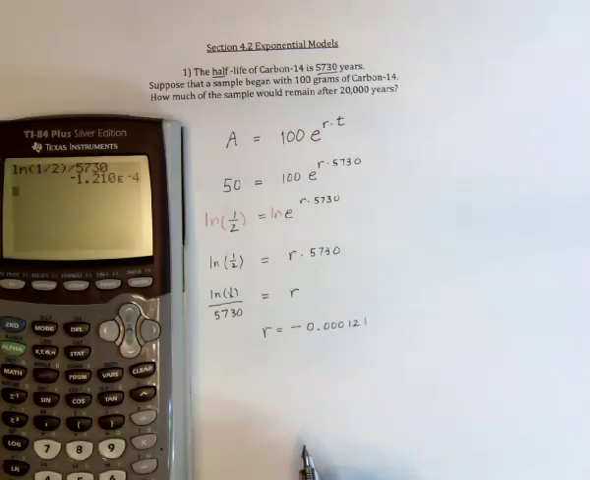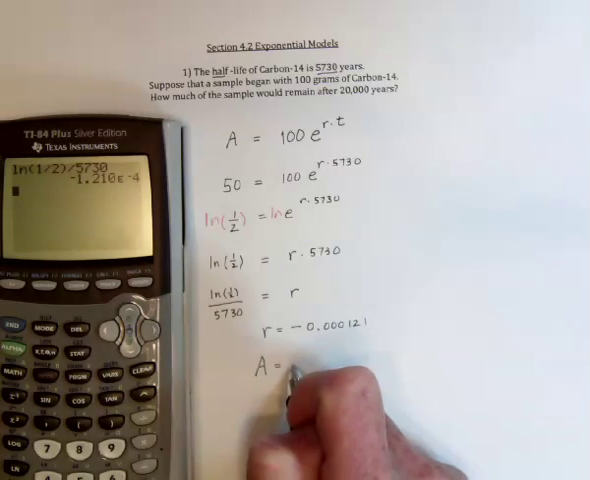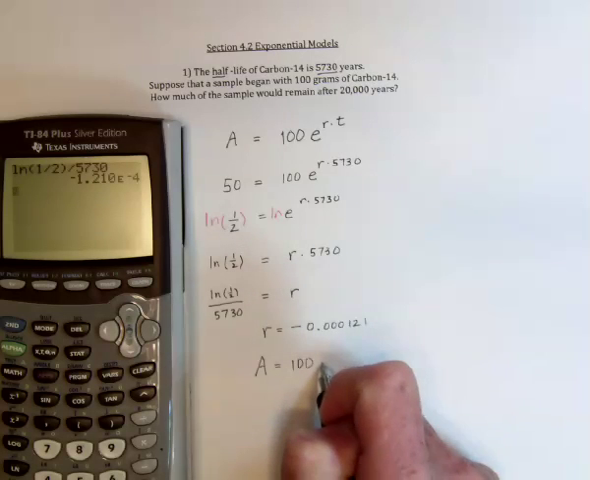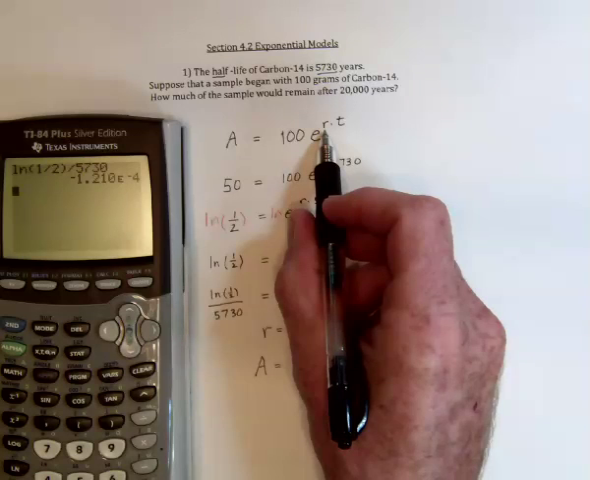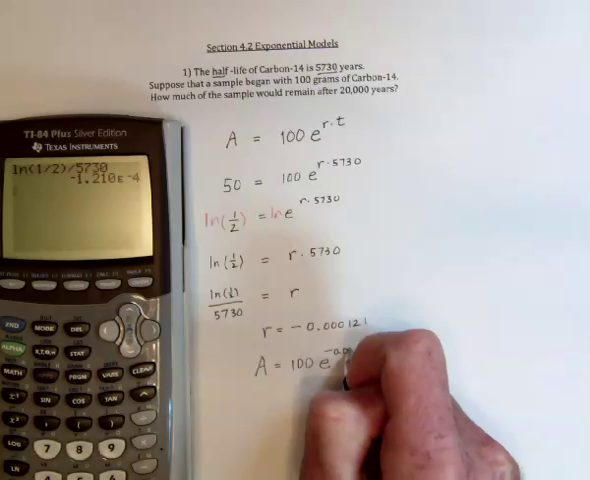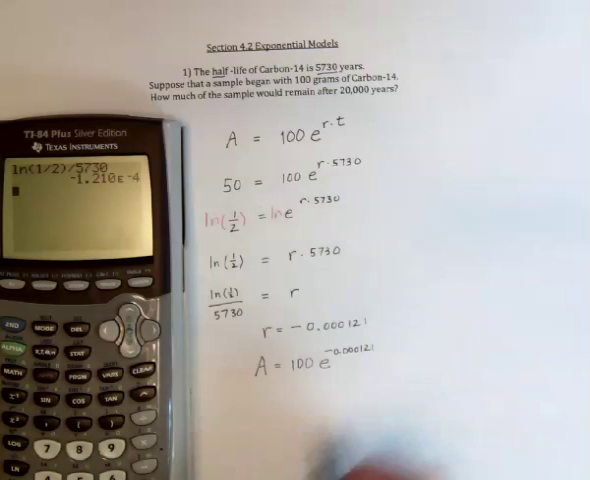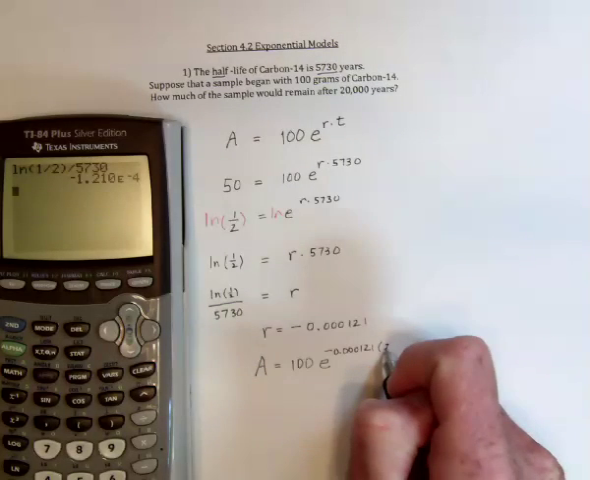All right, now on to the second part. How much of the sample would remain after 20,000 years? So we now have the amount is equal to 100 times e, so I'm now going back to this and using r as negative 0.000121, and then the time is 20,000 years.